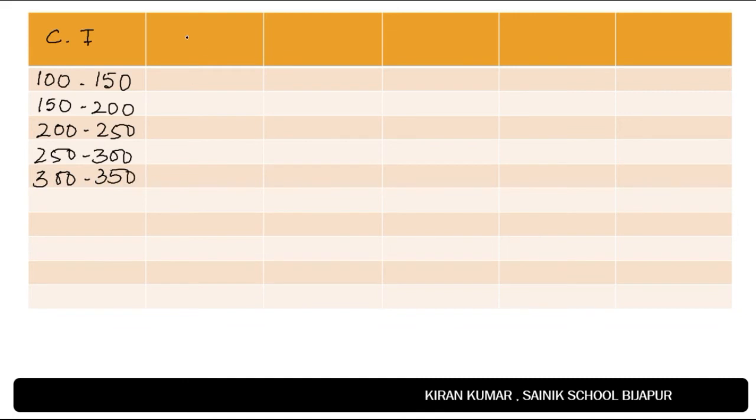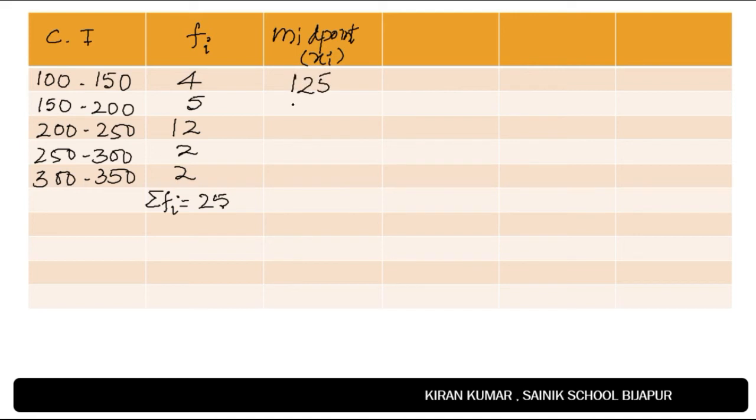And the frequencies, that's the number of households. I'll mention this as Fi. Yeah, 4, 5, 12, 2, and 2. So the sigma Fi, sum of frequencies, we get as 25. Let's find out the midpoint. So the midpoint, mentioned as xi, values are 125, 175, 225, 275, and 325.